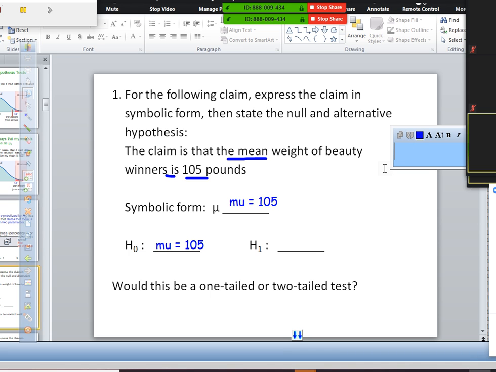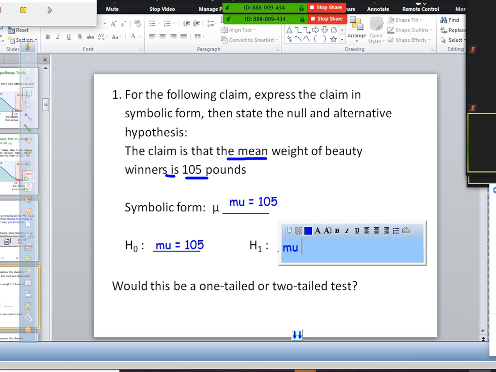So now the question is, are these two the same? Mu equals 105, mu equals 105. Yeah, they're totally the same. So since H0 is my claim, then H1 has to become the opposite of whatever H0 is. This only happens when my claim is H0. Then H1 becomes the opposite of H0. So this would become mu is not equal to 105.